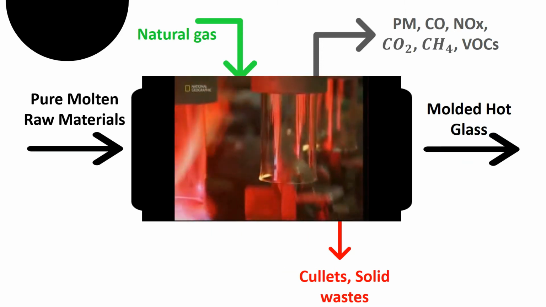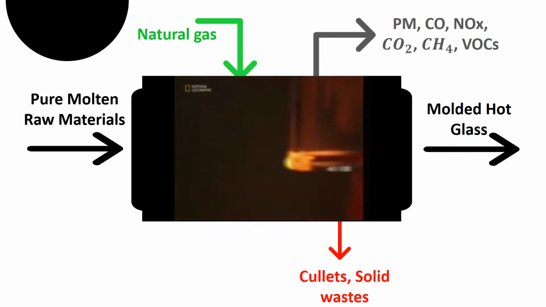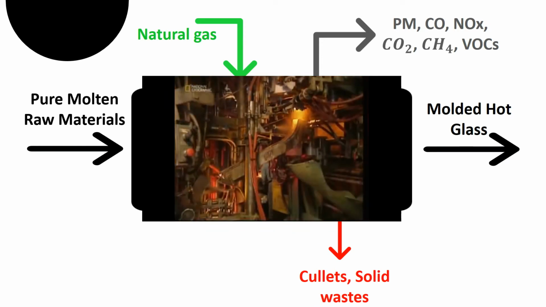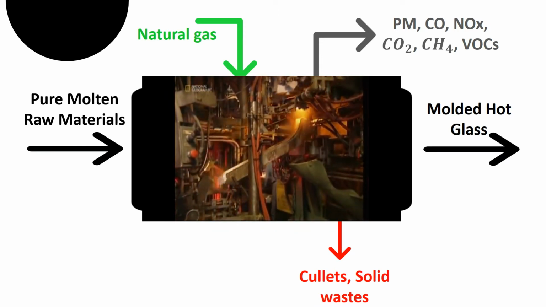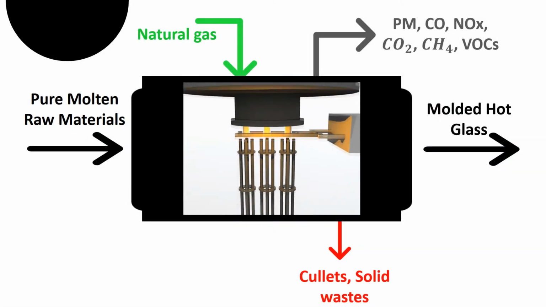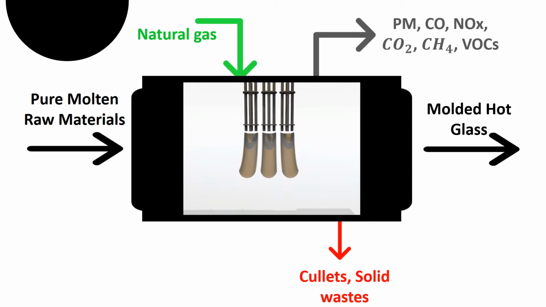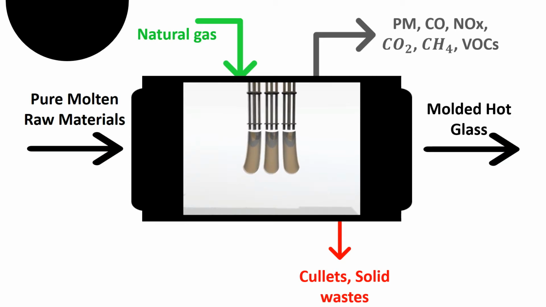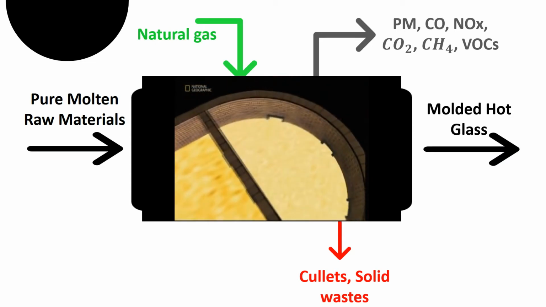Natural gas is also used as an energy source, causing energy emissions like particulate matter, carbon dioxide, carbon monoxide, NOx, methane, and VOCs. Solid waste cullet will also be emitted due to low-quality molded glass as inspected by the workers.